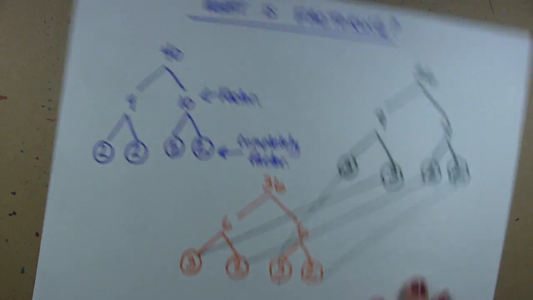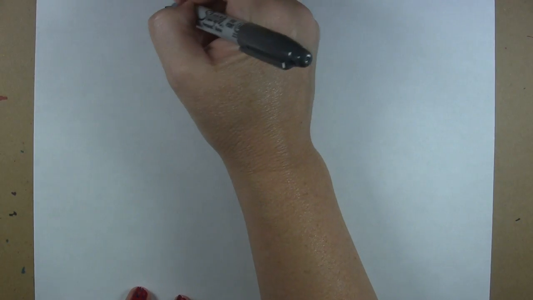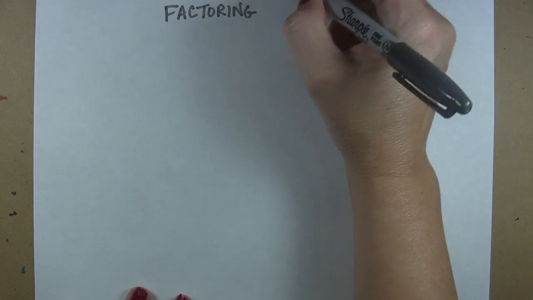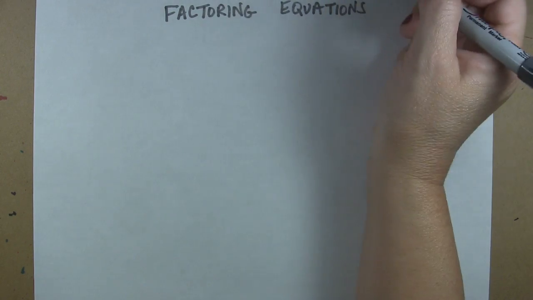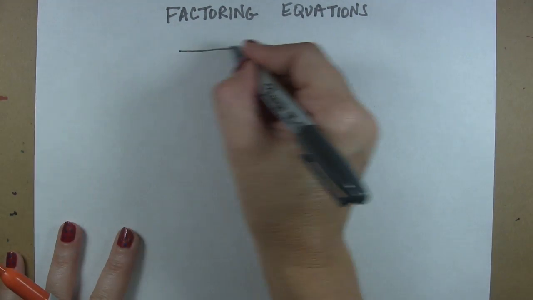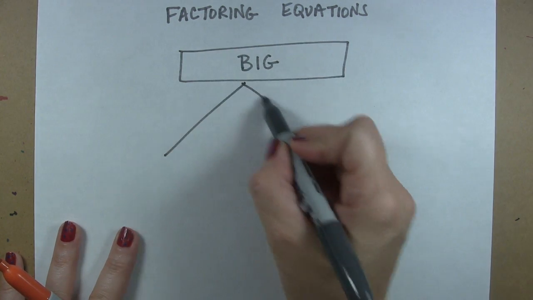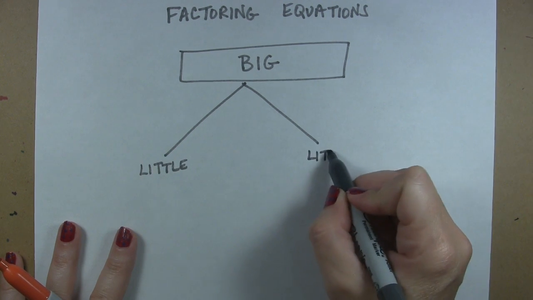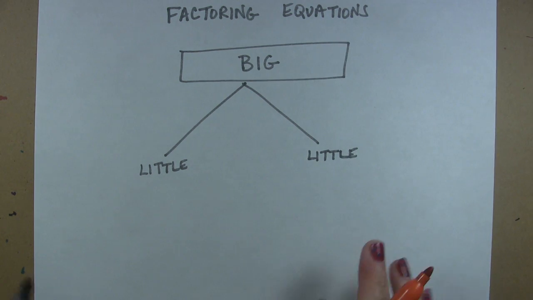Now, why does this matter? Well, I'll tell you why this matters, because we are going to be learning how to factor equations. And factoring equations looks complicated, but it's really the same thing. You're taking a great big equation and you're going to break it down into two little equations that when you multiply them together, you get back to the big one. So let me give you a for instance.